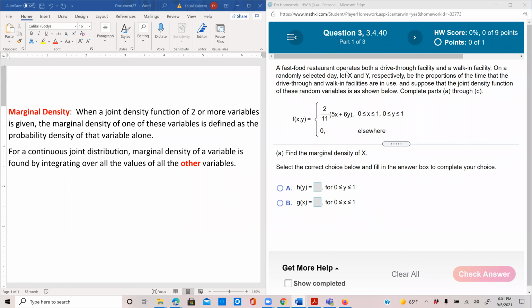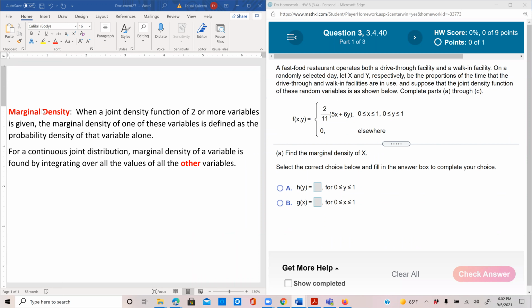A fast food restaurant operates both a drive-through facility and a walk-in facility. On a randomly selected day, let X and Y respectively be the proportions of the time that the drive-through and walk-in facilities are in use. Suppose that the joint density function of these random variables is as shown. Find the marginal density of X.